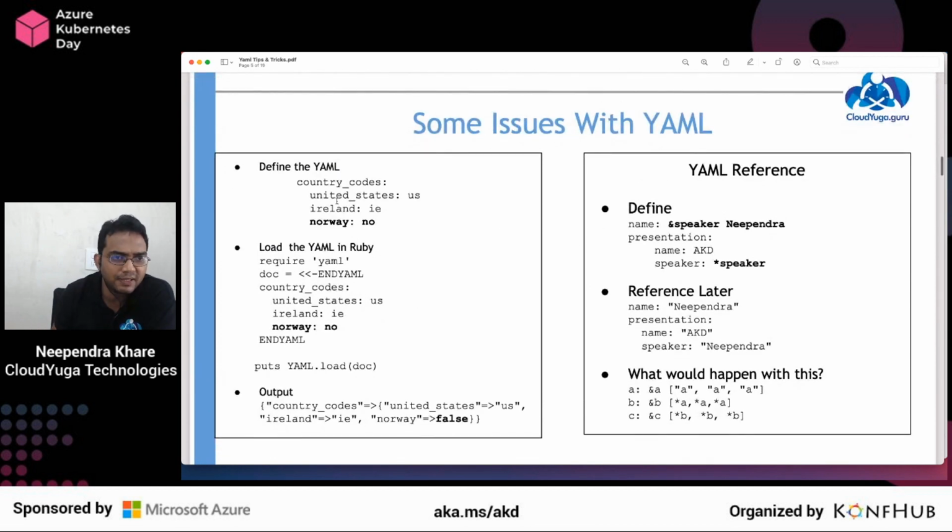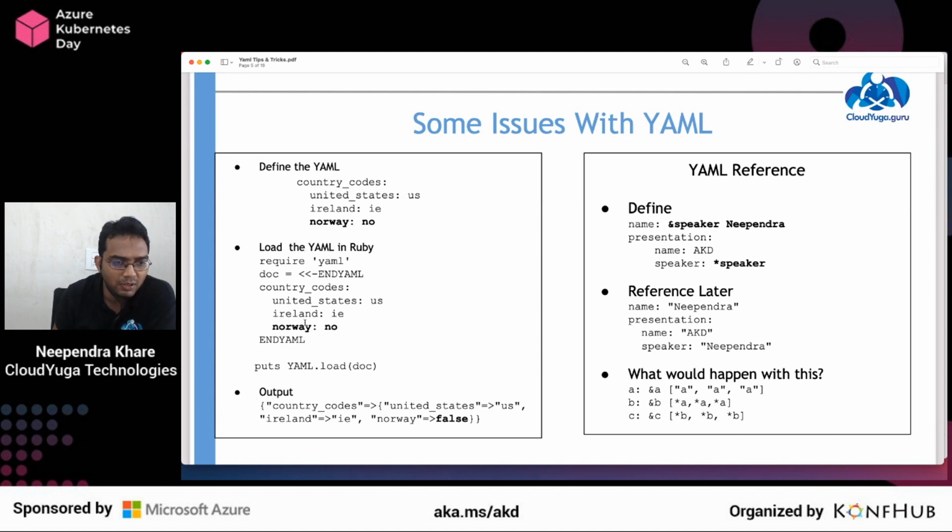So as you can see, here we are defining a YAML, in which we are defining a country code, Ireland or whatever we are giving here. Now, for Norway, we have given NO, that's the important part here. Now I'm going to load this YAML file into the Ruby application.